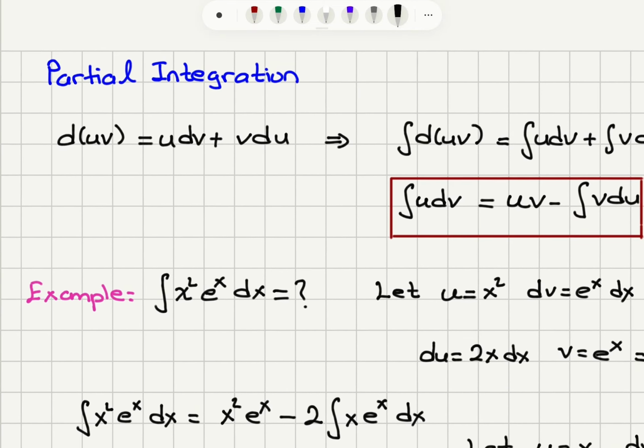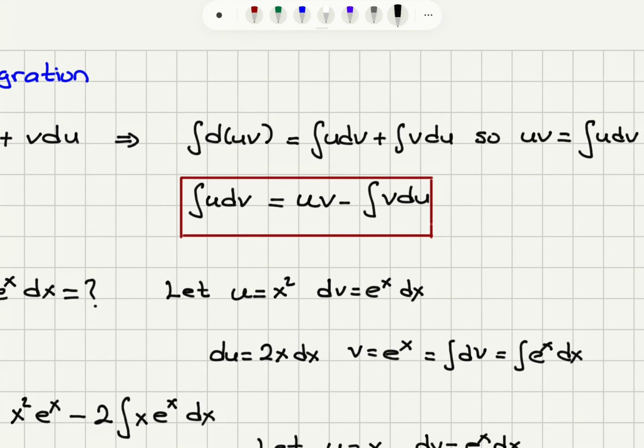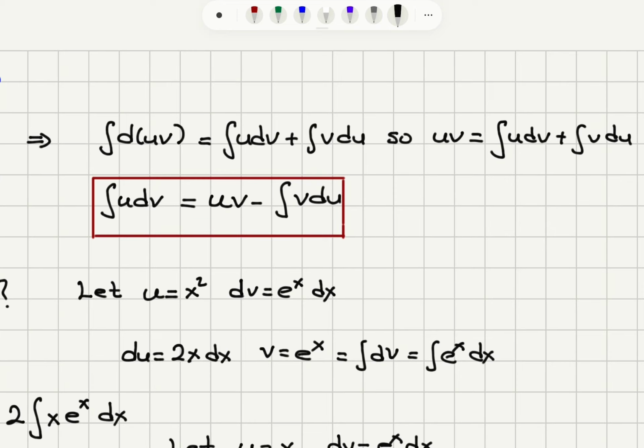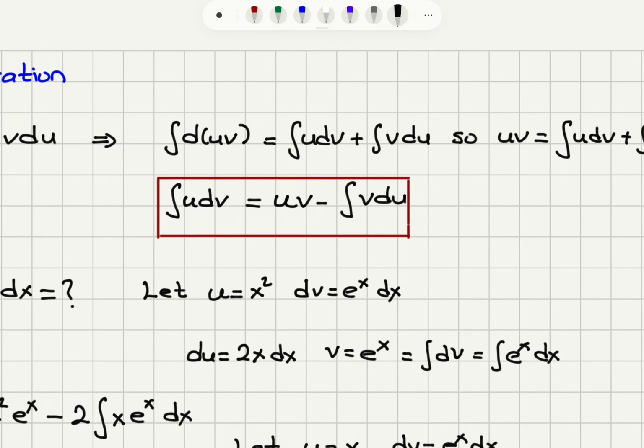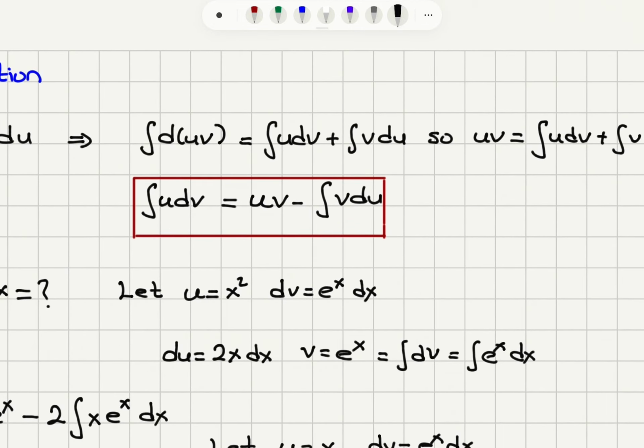If I take the integral of this equation, the integral of the derivative of uv is the integral of u dv plus the integral of v du. Because the integral of d of uv, anti-differentiation of differentiation, gives me the function uv, it is uv equals integral u dv plus integral v du, or the integral of u dv can be written as the product of the functions uv minus the integral of v du.